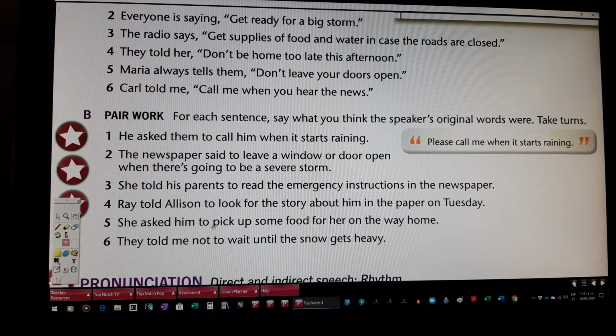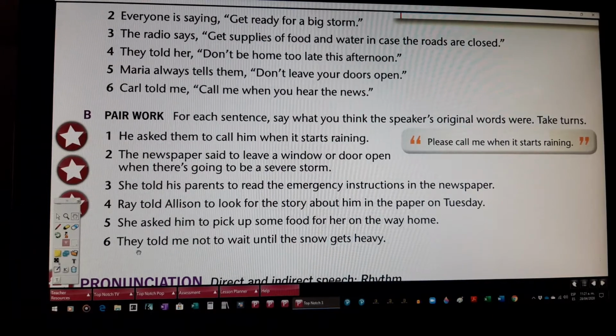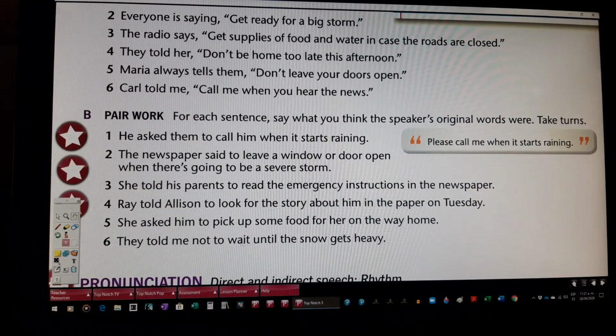She asked him to pick up some food for her on the way home. Original words: Pick up some food for me on the way home. That's the original words. And here, they told me not to wait until the snow gets heavy. Okay. Original words: Don't wait until the snow gets heavy. Those are the original words here. Okay.